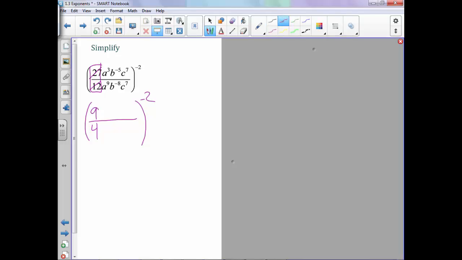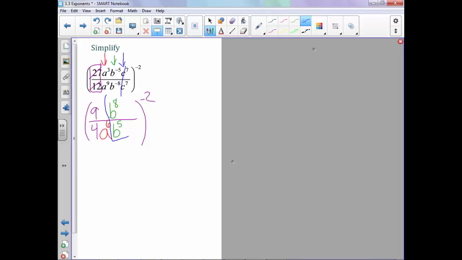Now let's look at our a's. We have a cubed in the numerator and a to the 9th in the denominator. Notice 3 will cancel out, we're left with 6 in our denominator. Or if you subtract, you'd have a to the negative 6 and then move it. That's fine too. Looking at our b's, there's different ways you can do this. If you want to get rid of your negatives first, we can change it so that we have b to the 8th over b to the 5th, so that those negatives aren't there anymore. That's fine. These c's, notice we have c to the 7th over c to the 7th, and they'll just cancel each other out.